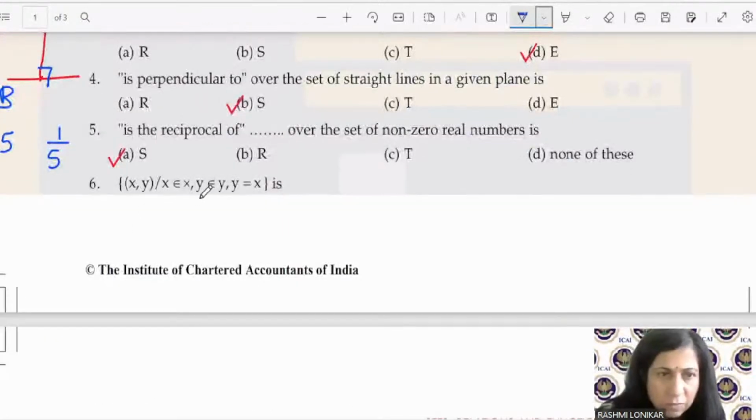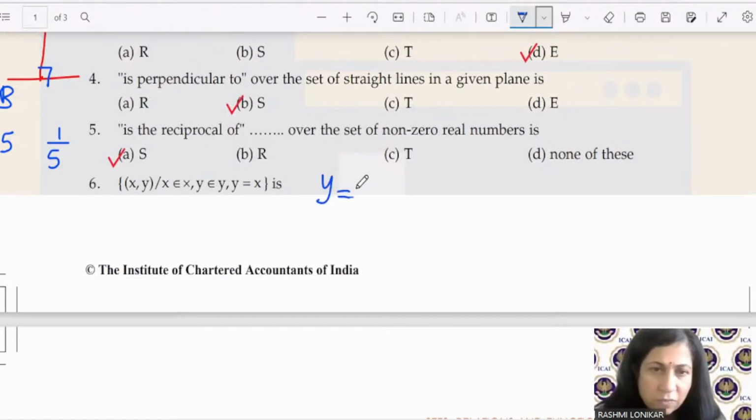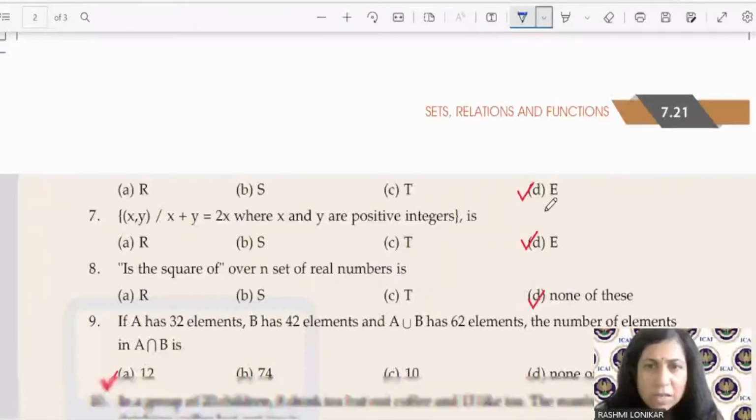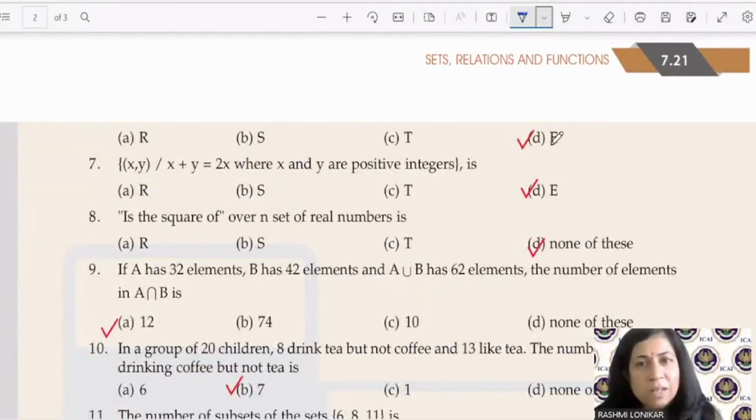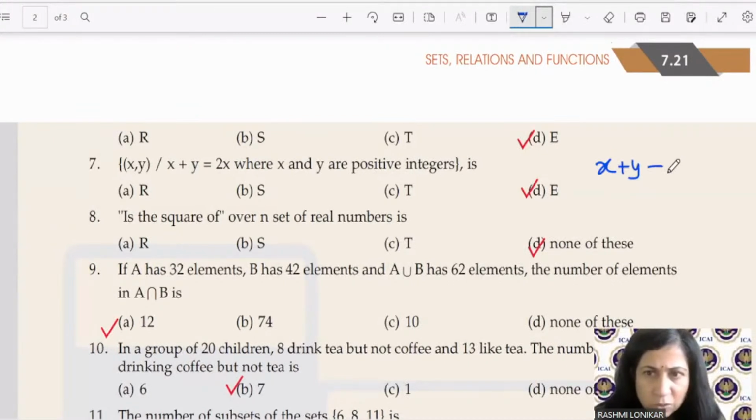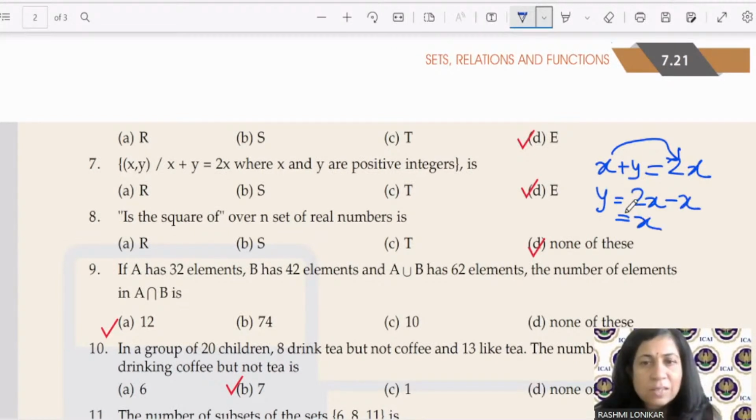Now the relation is (x, y) such that x belongs to R, y belongs to R, and y is equal to x. What is the relation? y is equal to x. It is an equivalence. Equal to means it's an equivalence. Now I have x plus y is equal to 2x. In question number 7, x plus y is equal to 2x. I take this plus x to this side. It becomes y is equal to 2x minus x, which is equal to x. So y is equal to x. It's an equivalence. Is the square of, over the set of real numbers.